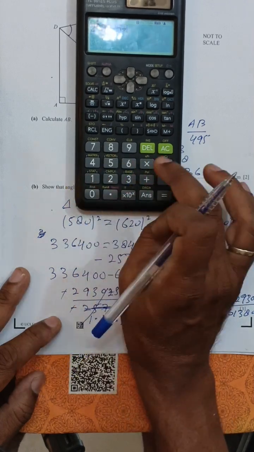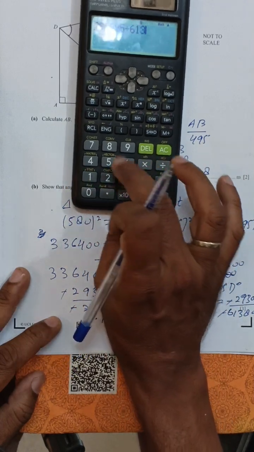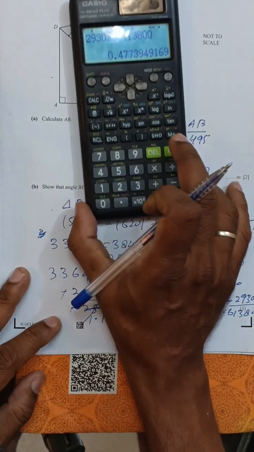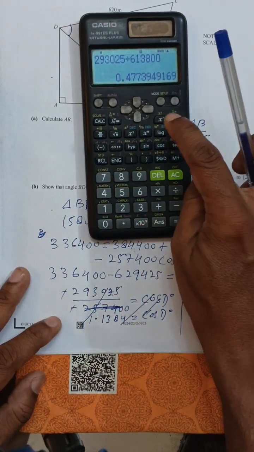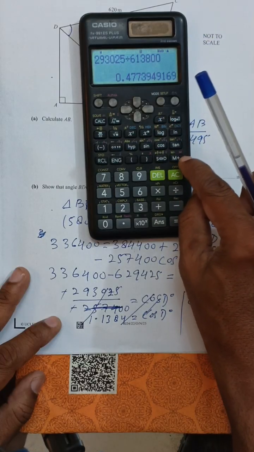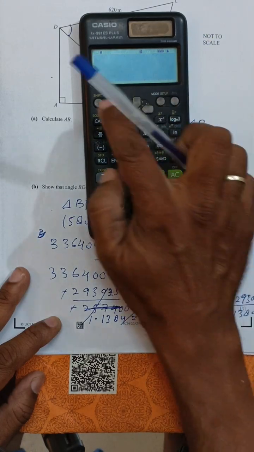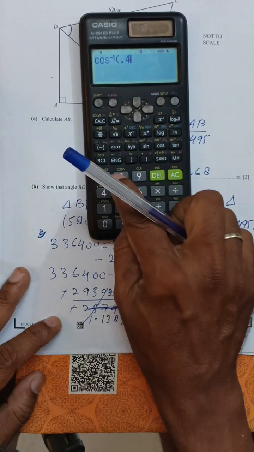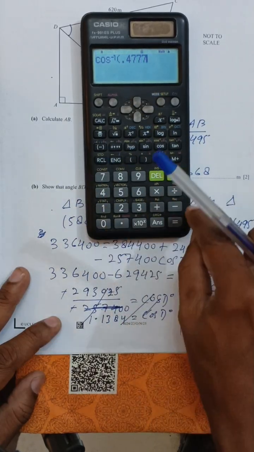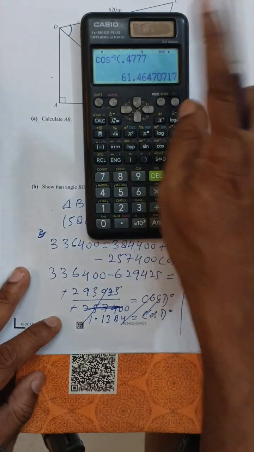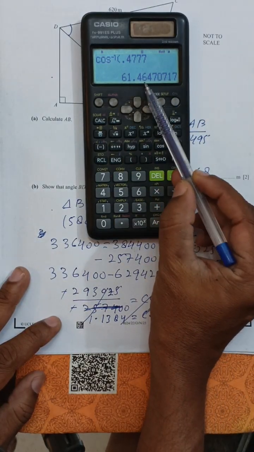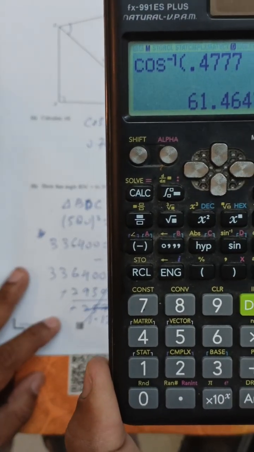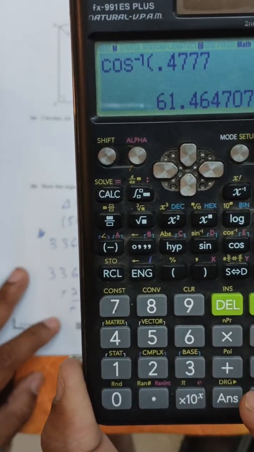293025 divided by 613,800. Okay, this value. So now calculate the cos inverse of this value, 0.4777. So shift cos inverse 0.4777. Okay, look at this one, 61.46. Now when you round off this value, it becomes 61.5.